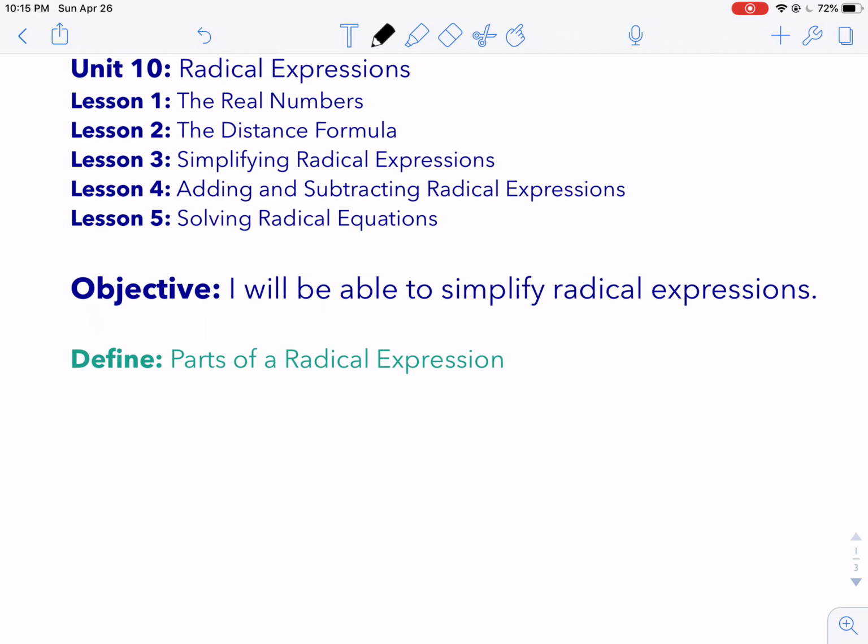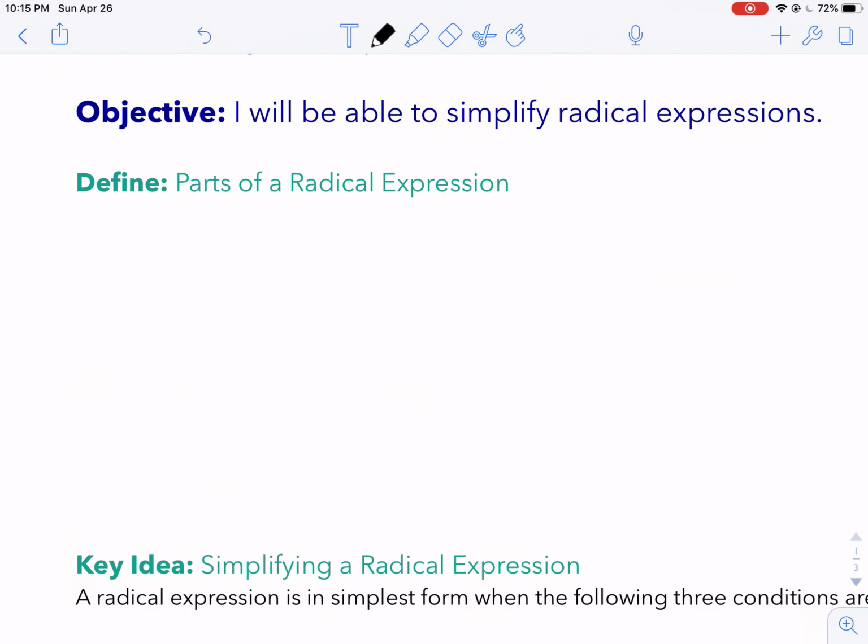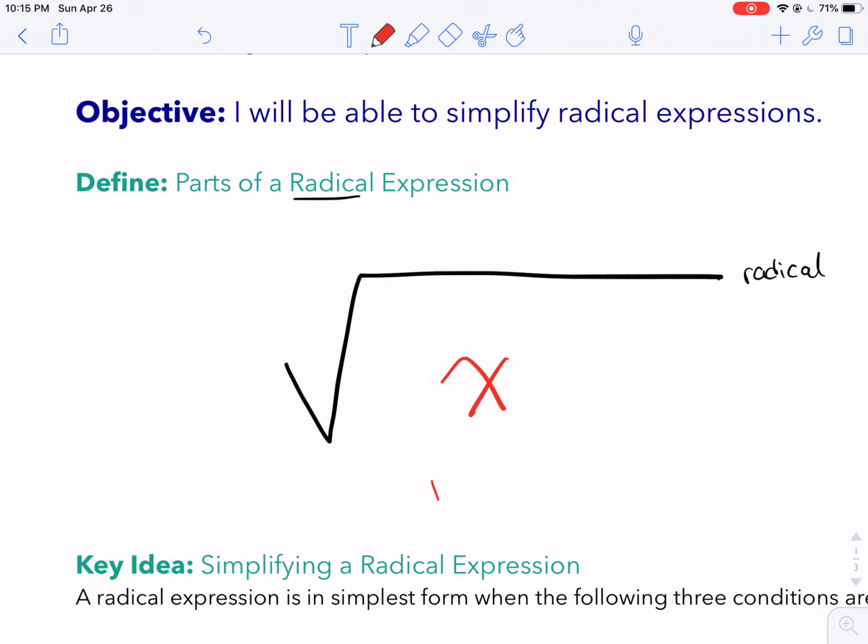Now let's quickly review the parts of a radical expression, so that when I refer to them, you'll know what I'm talking about. A radical is this symbol right there. This guy is called the radical. And whatever we have underneath our radical sign, we call our radicand.